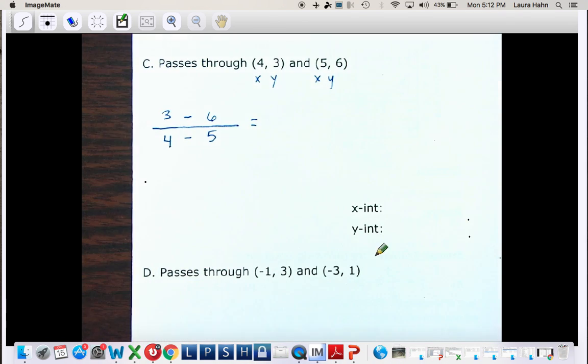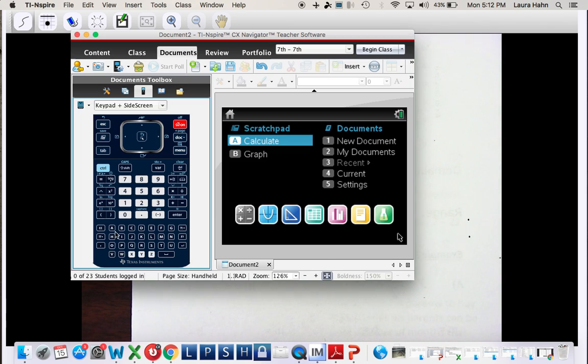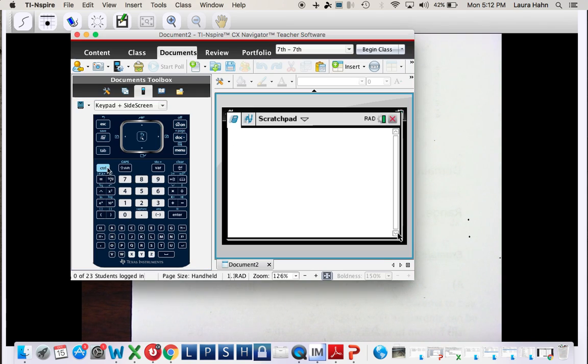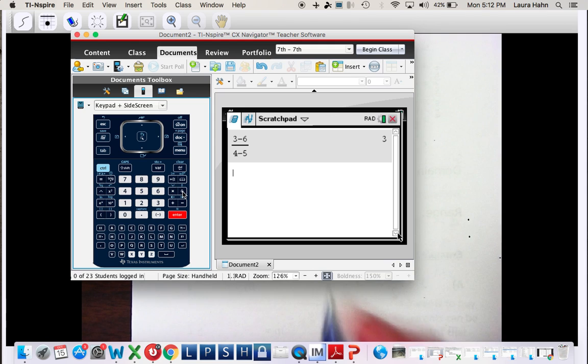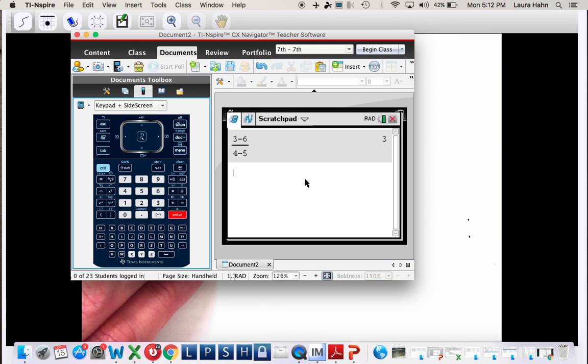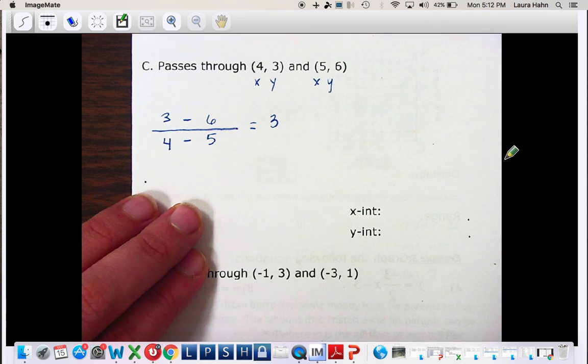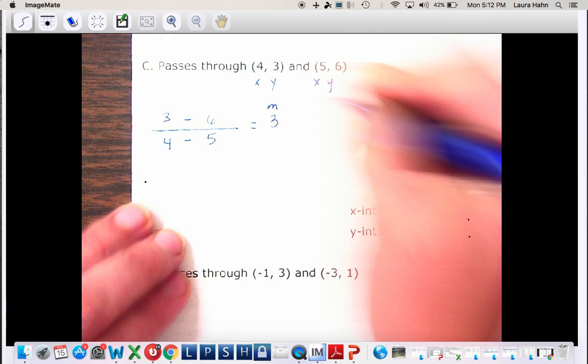So once we have it set up, I like to use the calculator so I don't make any mistakes. I'm going to open a calculator page, and on top it said 3 minus 6. On bottom it said 4 minus 5. So I got a slope of 3. So this is my slope, my m.